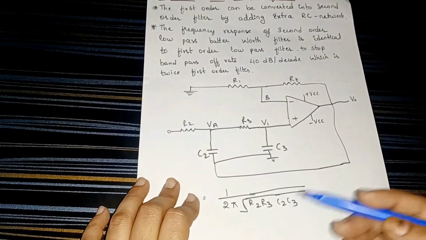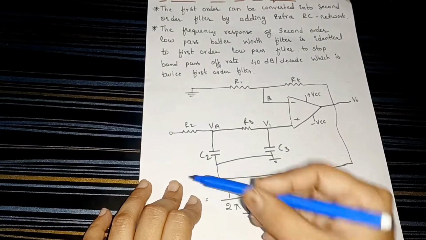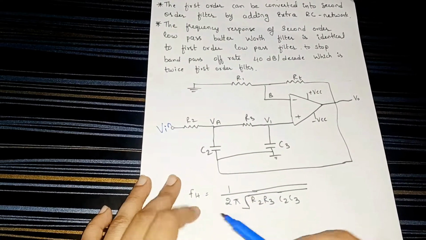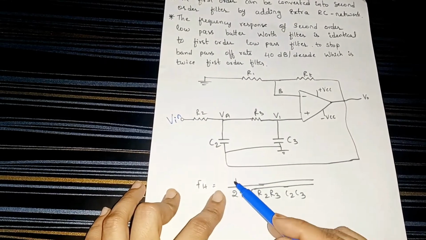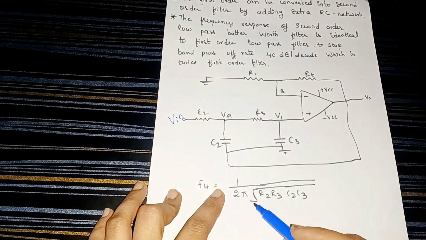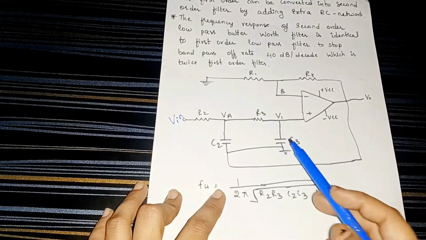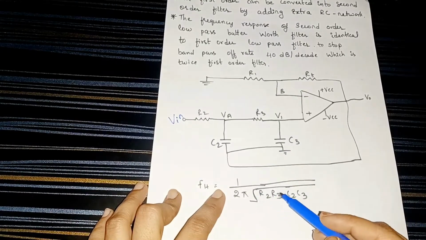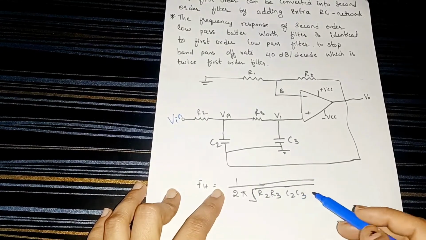As we have added an extra resistor and extra capacitor to the input, what is our cutoff frequency? It is 1 by 2 pi root of, why root of? Because we are applying an extra capacitor and extra resistor: root of R2 into R3, C2 into C3.